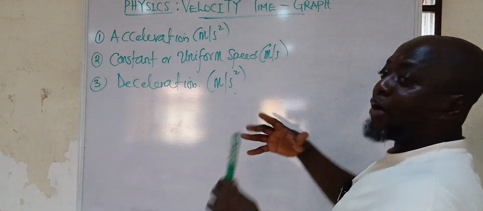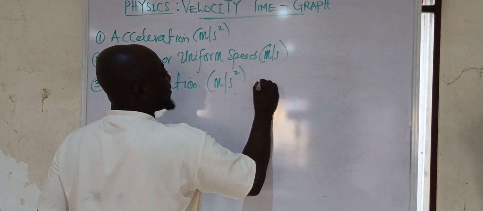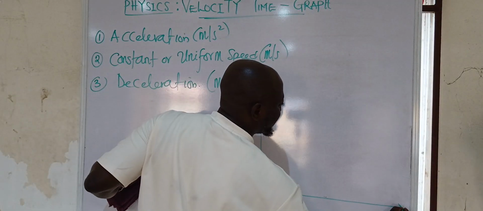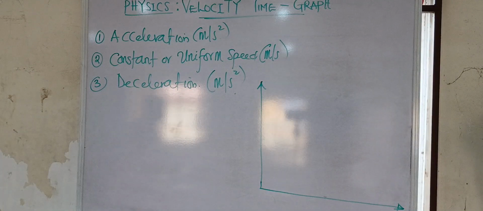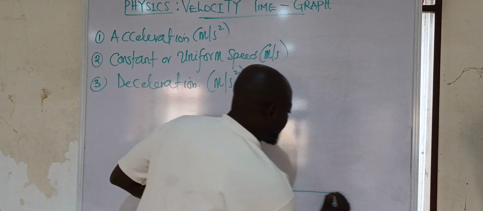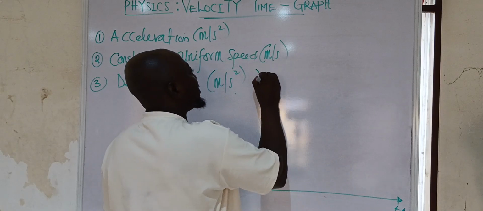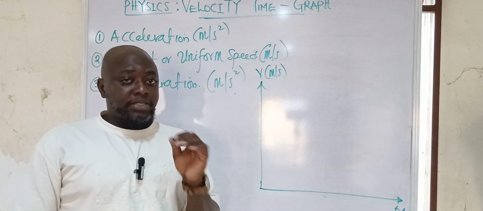Now, how do we now introduce the graph? From here, we said that the graph is, you are plotting velocity against time. That's the graph. Plotting velocity against time. So this is the time. The time is measured in seconds. This is the velocity, measured in meter per second. Now, just a rough sketch.